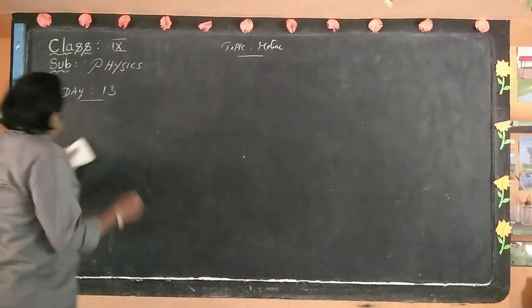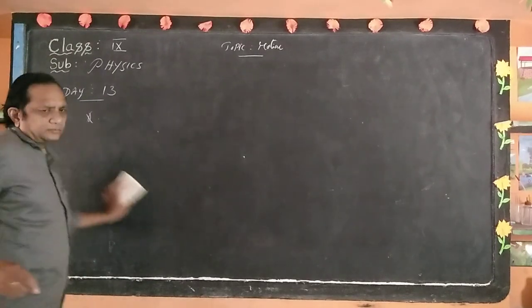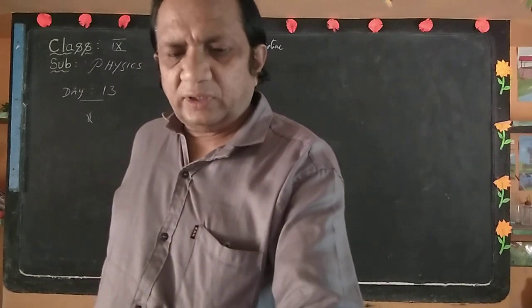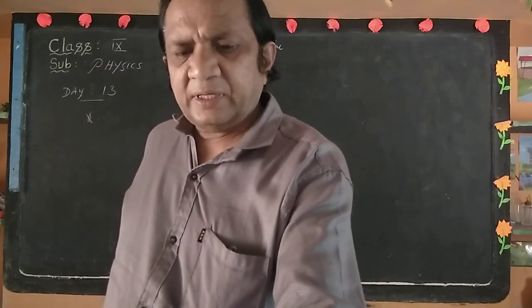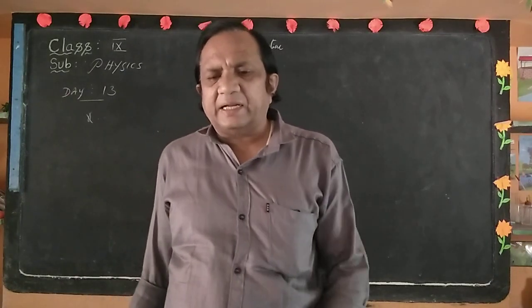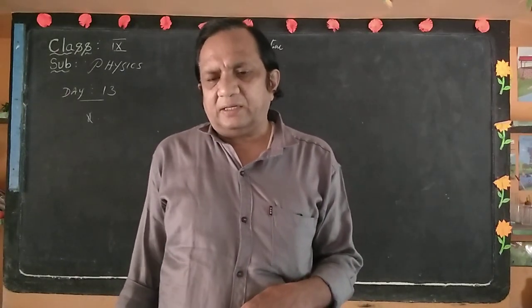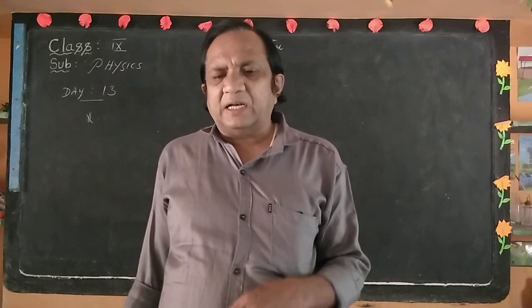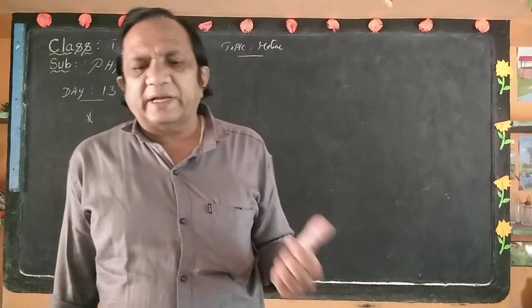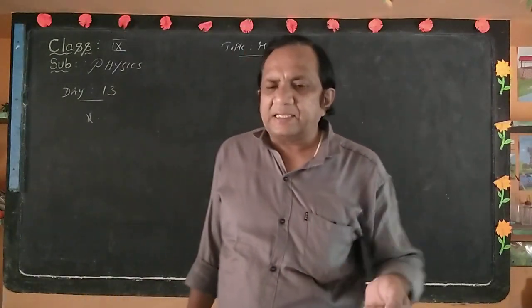Next question to be continued here. In this question, a racing car has a uniform acceleration of 4 meter per second square. What distance will it cover in 10 seconds after the start? Here also the initial velocity will be taken as 0.